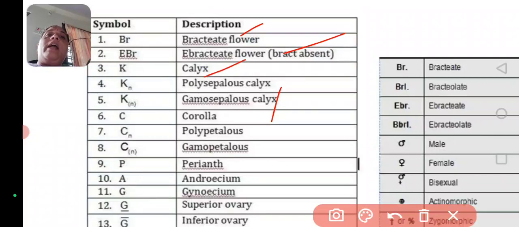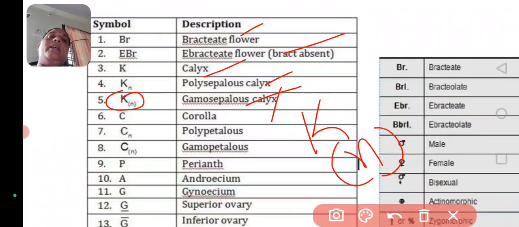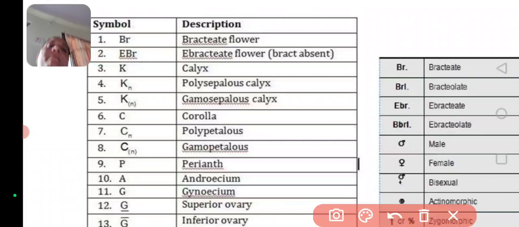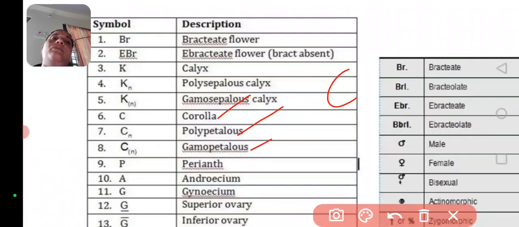Next one, K for calyx. Polysepalous is K followed by N. Gamosepalous is N in brackets. Write K like this, N like this, and put brackets. This means gamosepalous. C means corolla. CN means polypetalous. CN in brackets means gamopetalous. So write C, write N, and put it in brackets. That is gamopetalous.